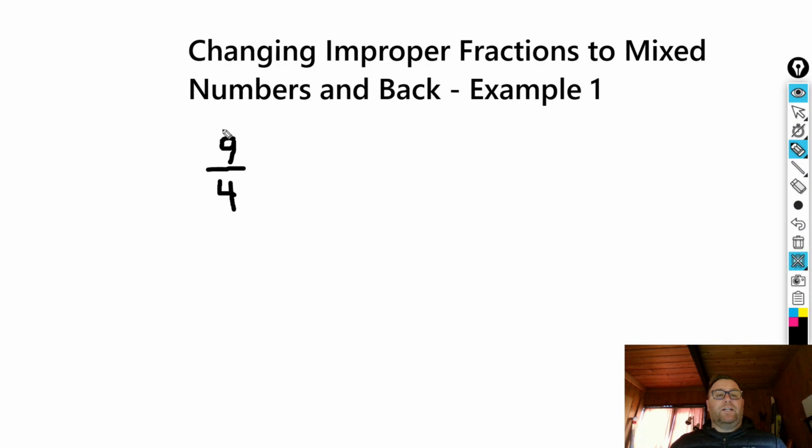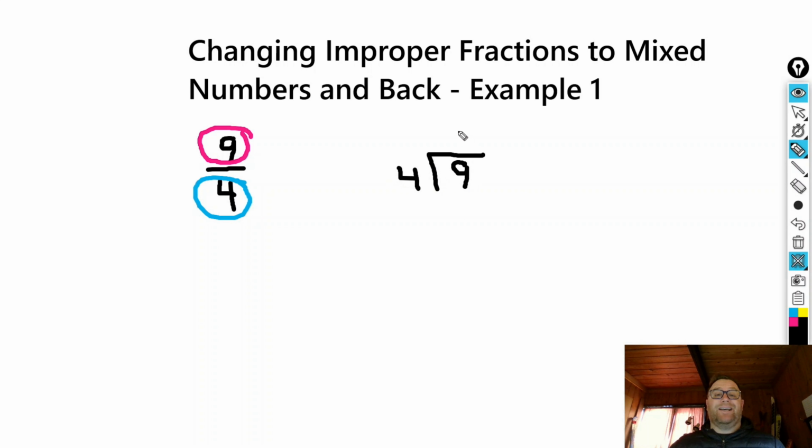So the first thing, we're going to take the numerator, the top part of the fraction here, and we're going to divide it by the bottom part of the fraction, the denominator. So let's start by doing that. Okay, so we're going to take 9 and we're going to divide it by 4.